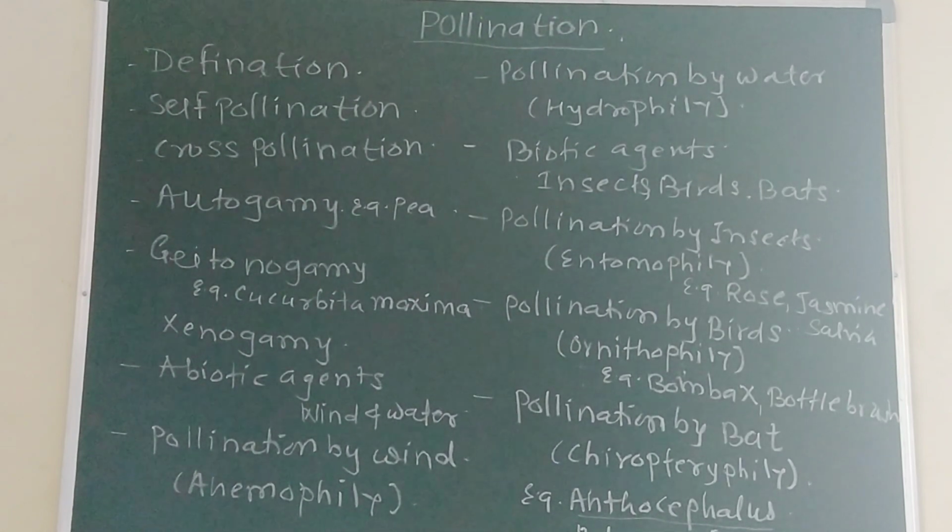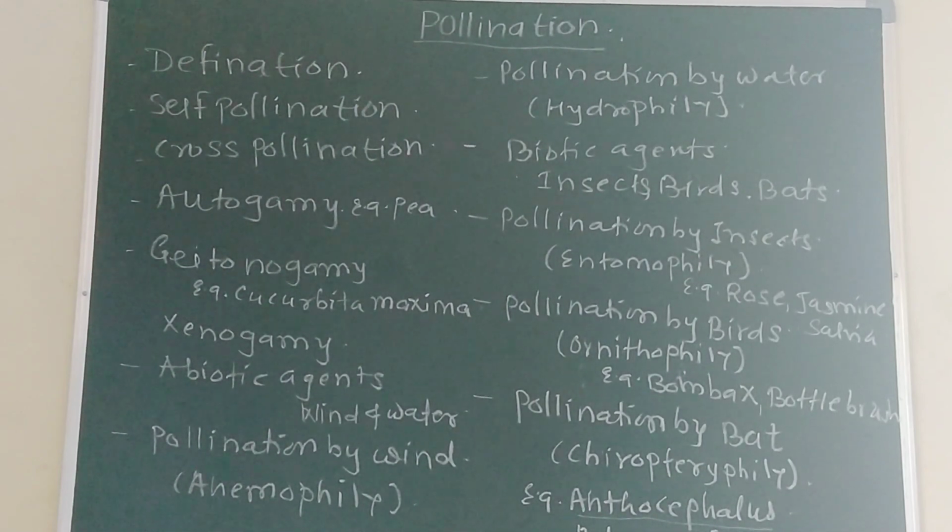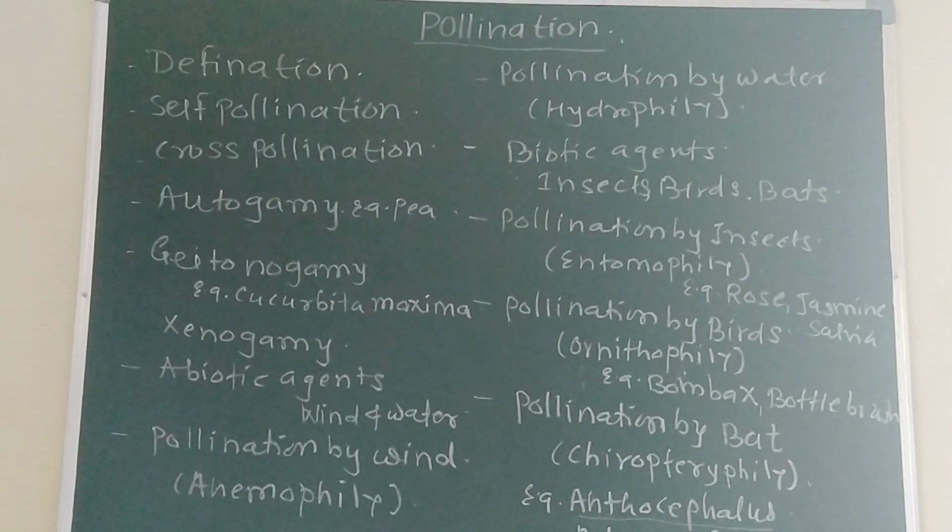Pollination can be further divided into three types on the basis of source of pollen. First, autogamy. It is a type of pollination in which a bisexual flower is pollinated by its own pollen grains. It is called autogamy. Example, pea.